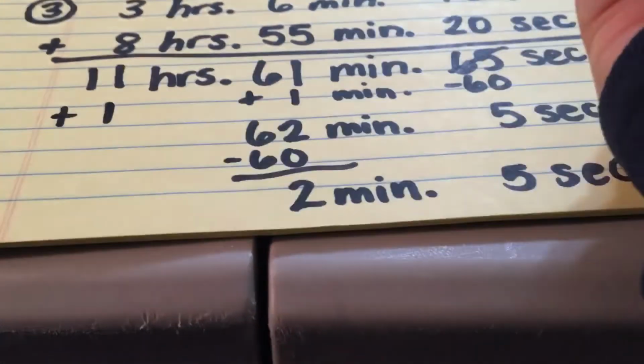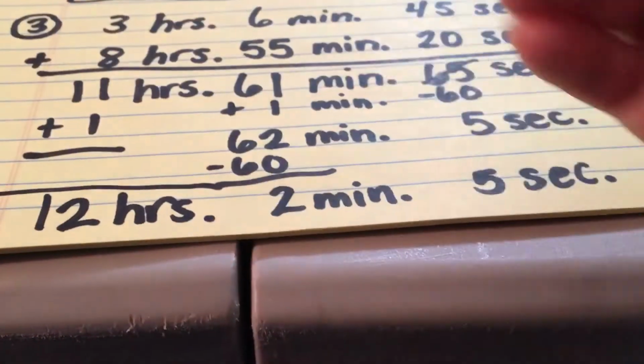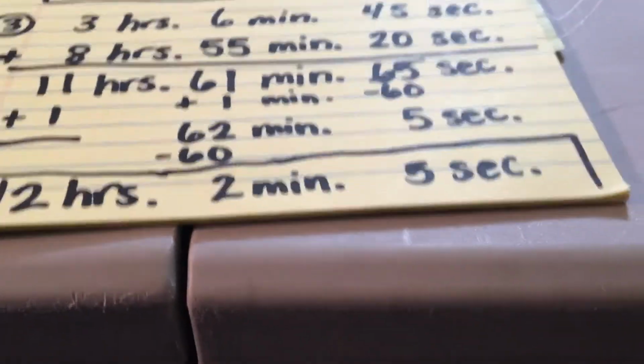I'm going to take this 60 minutes, regroup it as a whole another hour. So that's 1 additional hour. Now I have 12 hours. 12 hours is not a whole day, so I can leave it just like it is. So I have 12 hours, 2 minutes, 5 seconds.